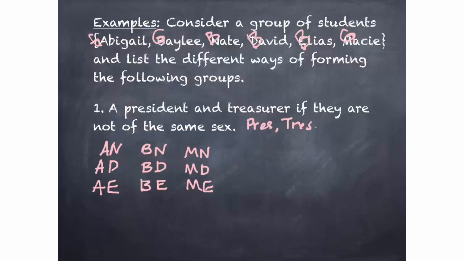Okay, but that's just half of them, isn't it? Because I just have the girls as being president so far. Agreed? So I'm going to do the same thing now with all the boy names. So let's start with Nate because he's the first on the list. I could have Nate president. If Nate's president, what are my different options for treasurer? Abigail?